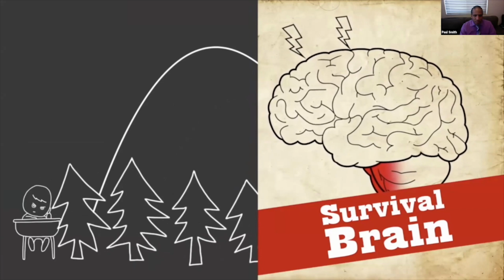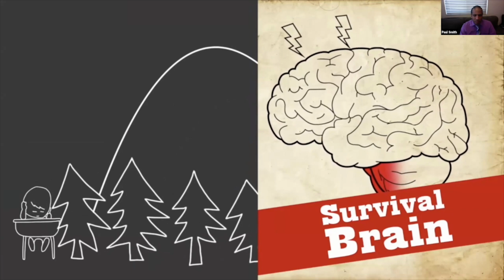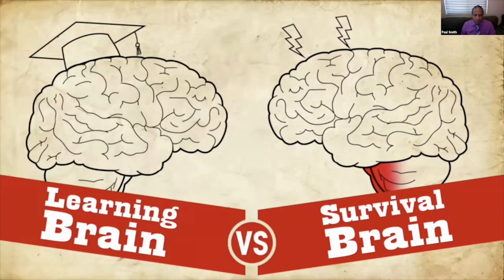People in survival brain also really don't like making mistakes, and they are afraid of looking stupid too. So students in survival brain don't want to be picked on. They don't want to raise their hand and ask questions and look stupid. And so these people are also filled with doubt about their own ability to learn, and they're afraid that other people can see how stupid they really are.